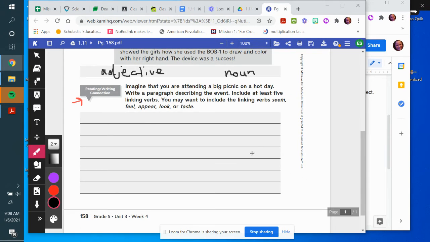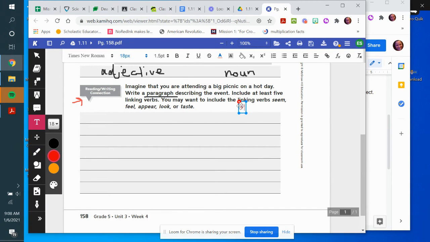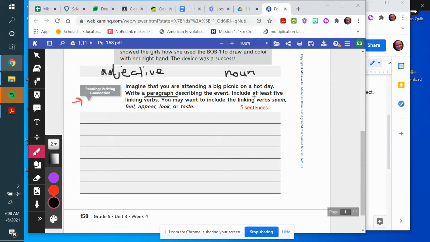Okay, down here it says, imagine that you are attending a big picnic on a hot day. Write a paragraph that is 5 sentences describing the event. Include at least 5 linking verbs. And then they give you some more examples of linking verbs.